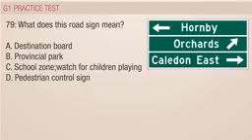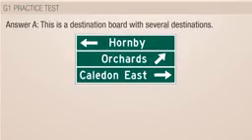Question 79. What does this road sign mean? A. Destination board. B. Provincial park. C. School zone; watch for children playing. D. Pedestrian control sign. Answer A. This is a destination board with several destinations.